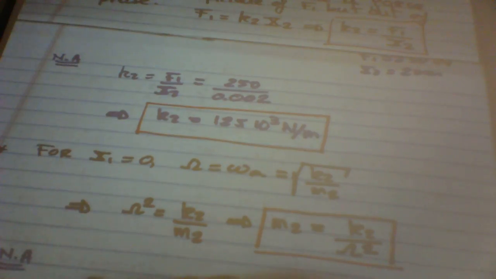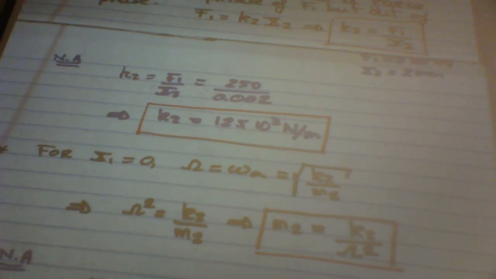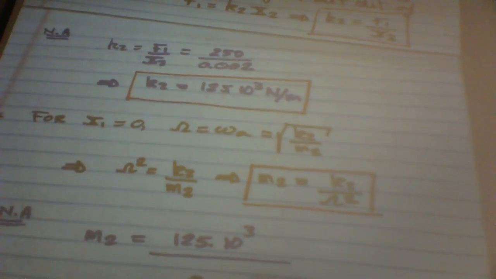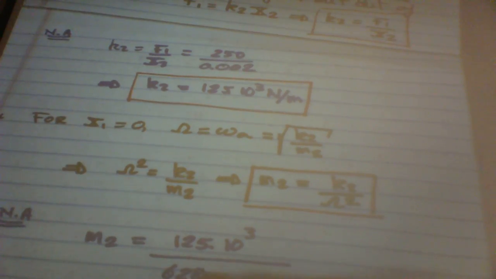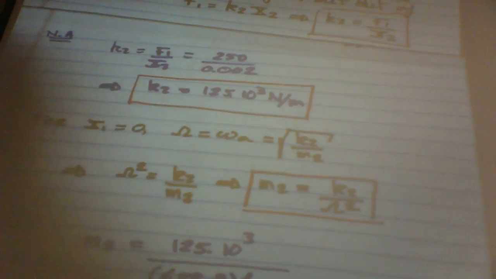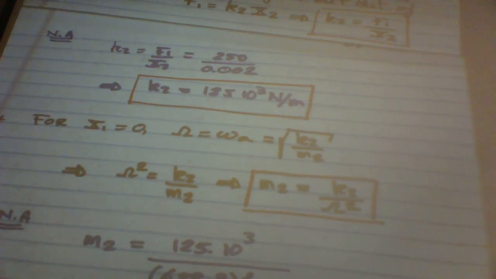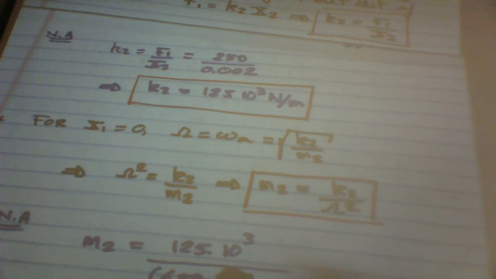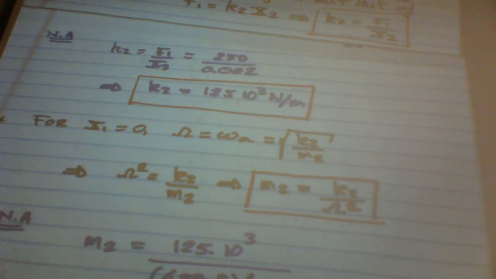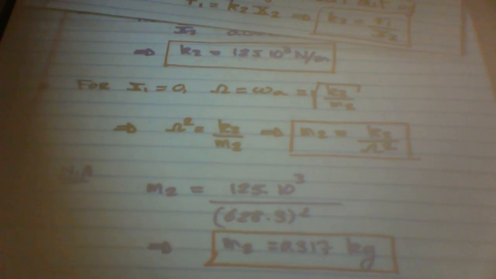So we do a numerical application. M2 is equal to 125 times 10 to the 3, over omega, which we found to be 628.3, squared. Which gives you what for the mass? 0.317 kilograms if you round. Oh, I zoomed in, sorry. It's because I zoomed in, so that's why you cannot see everything now. Sorry about that.